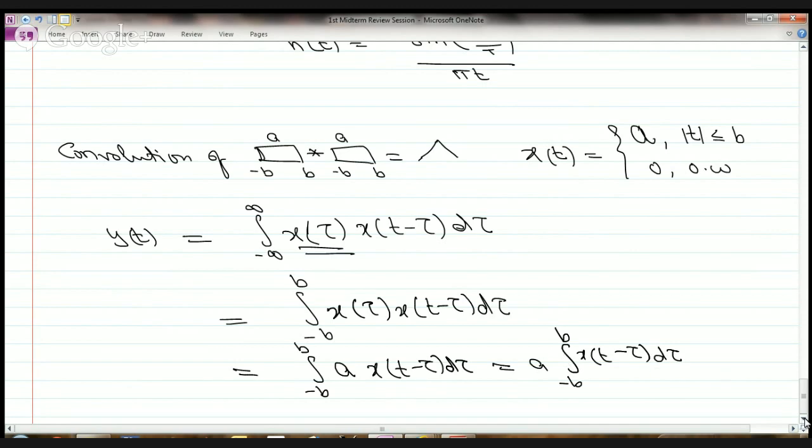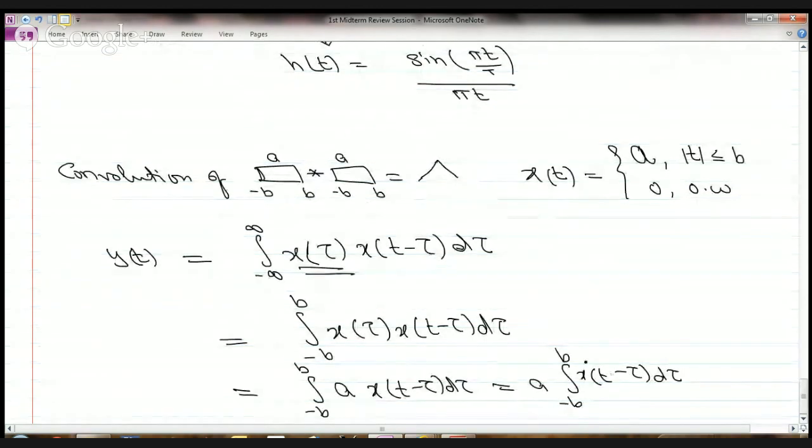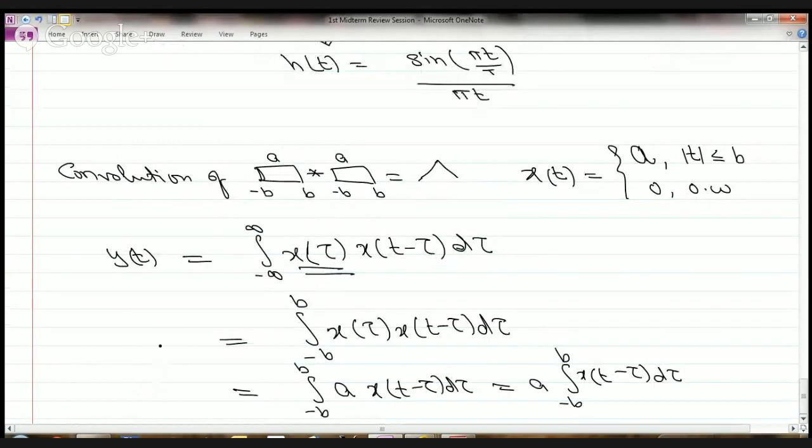Now, I can replace this again. So what this is saying is that for every value of t that I am interested in evaluating my function, I simply flip it by tau and then shift it by an amount t.